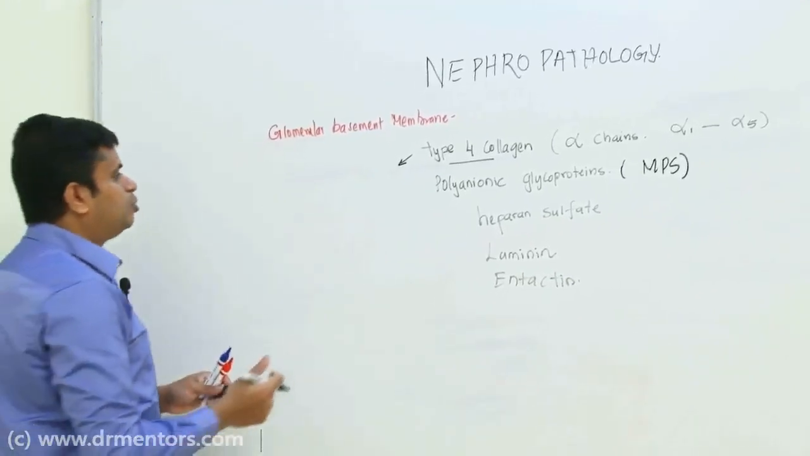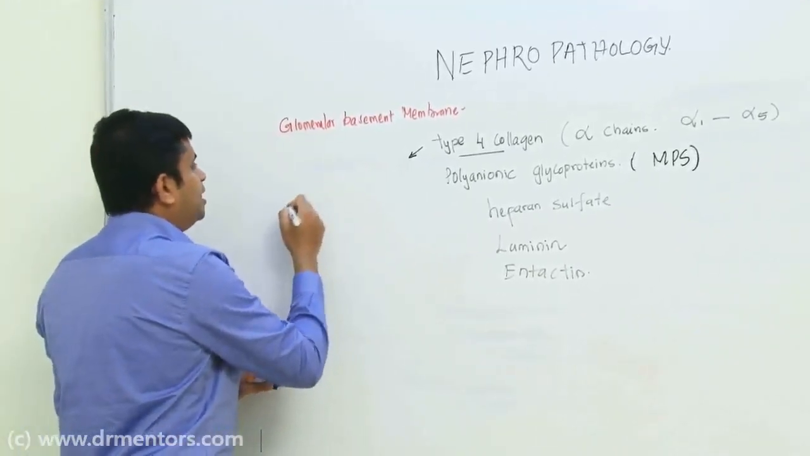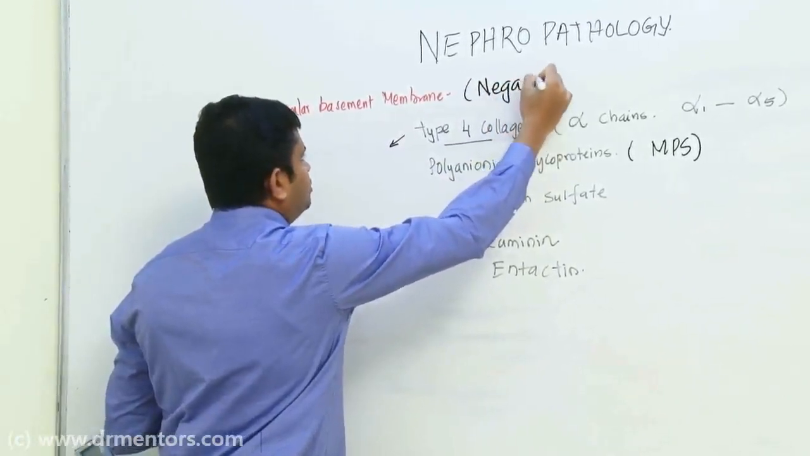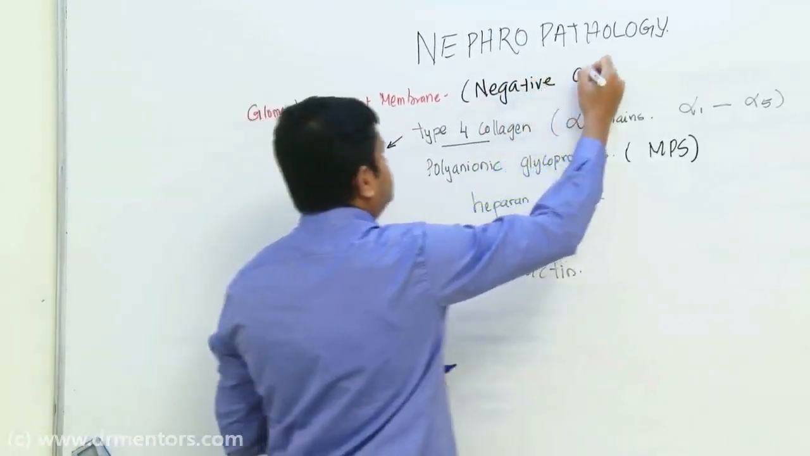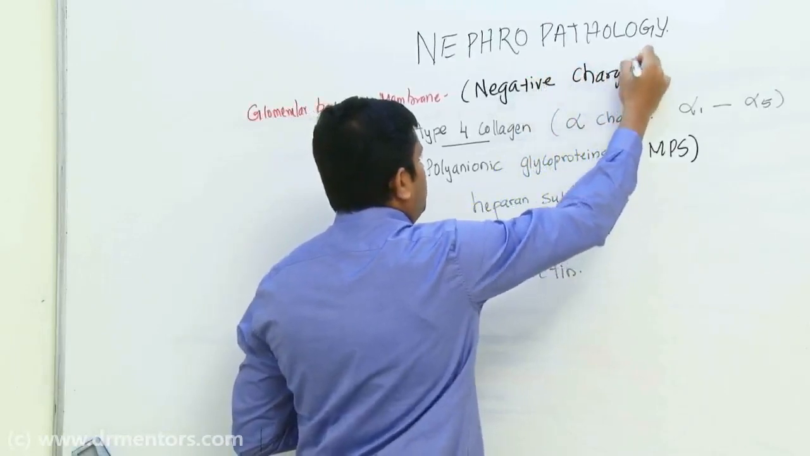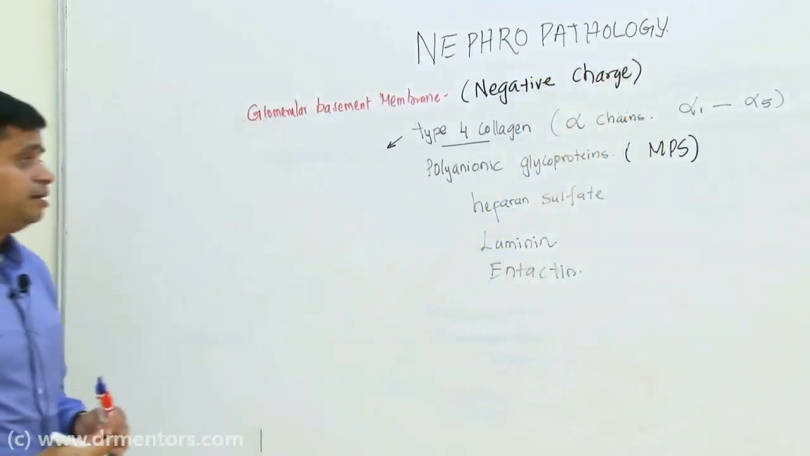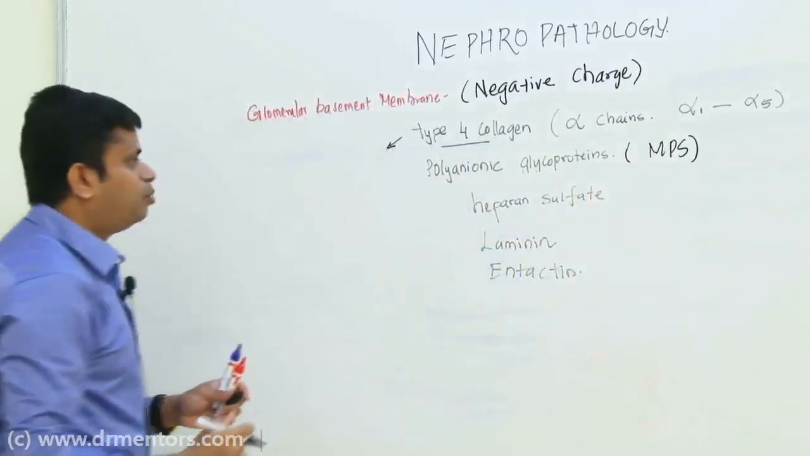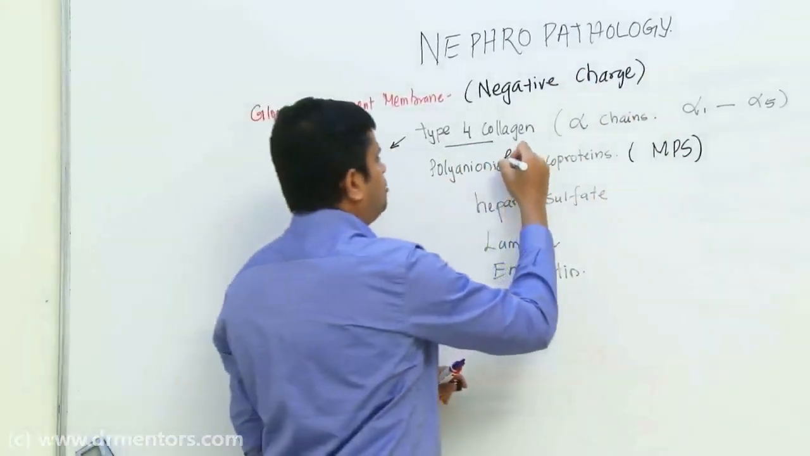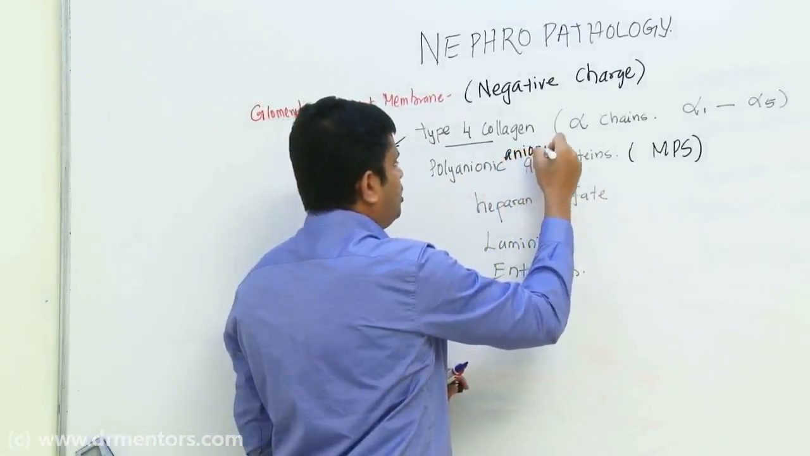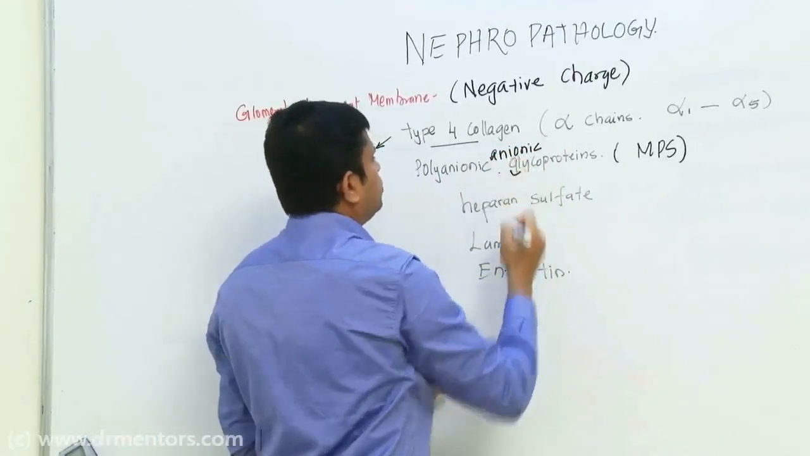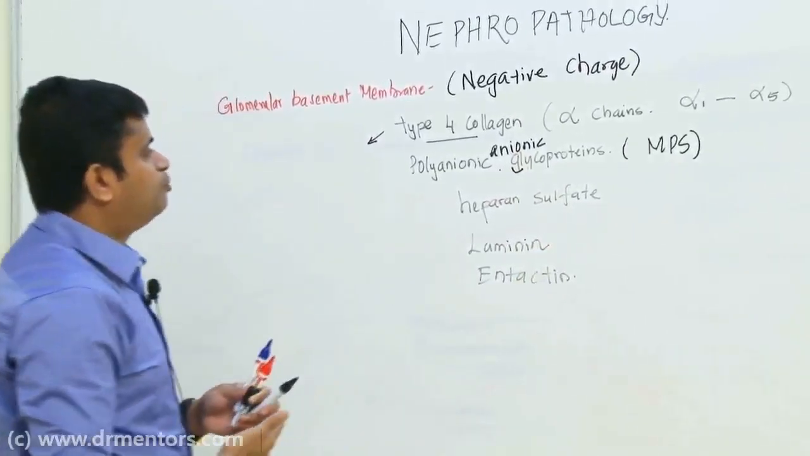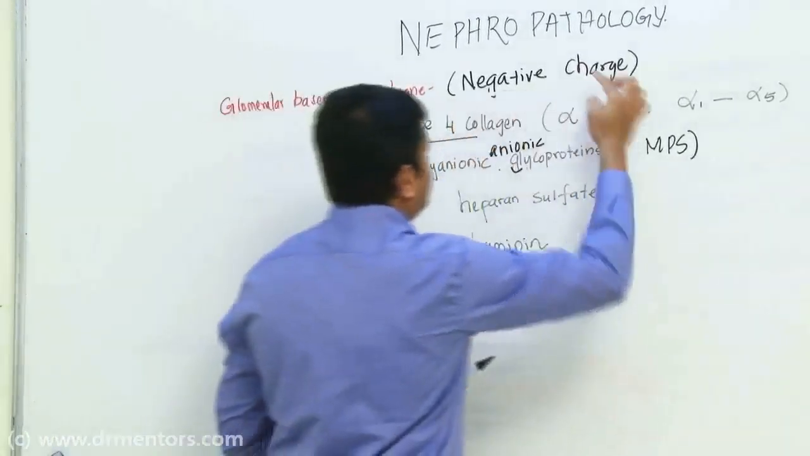This polyanionic glycoprotein is the one which offers the negative charge. The GBM is negatively charged. How is this negative charge mainly produced? Mainly it is due to the polyanionic glycoprotein. So just say it is the one which offers the main negative charge.